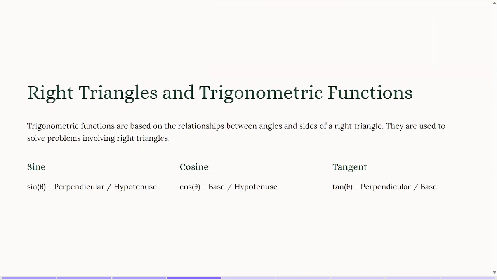Right triangles and trigonometric functions. What are trigonometric functions? Trigonometric functions are based on the relationships between angles and sides of a right angle triangle. They are used to solve problems involving right triangles: sine, cosine, and tangent. Sine theta means perpendicular upon hypotenuse. Cos theta is base upon hypotenuse, and tan theta equals perpendicular upon base. I discussed this earlier.